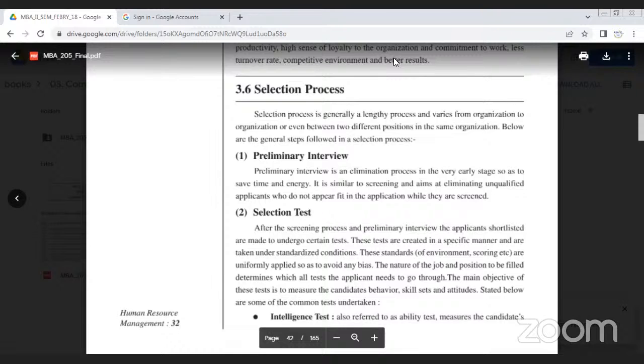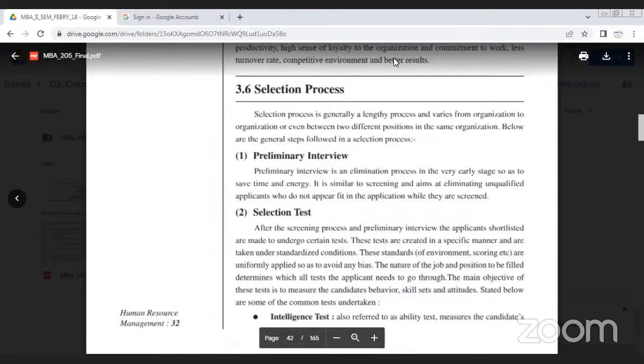Preliminary interview. A preliminary interview is an elimination process at a very early stage, so as to save time and energy. It is similar to screening and aims at eliminating unqualified applicants who do not appear fit for the application while they are screening.